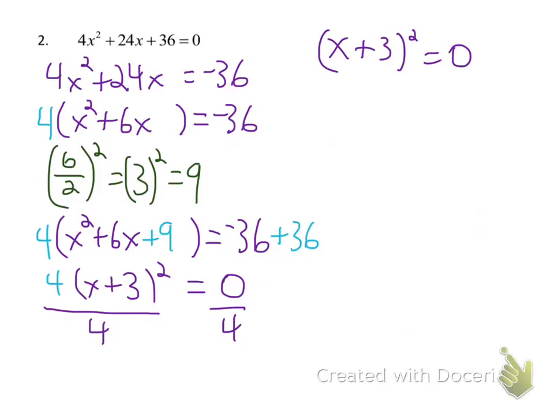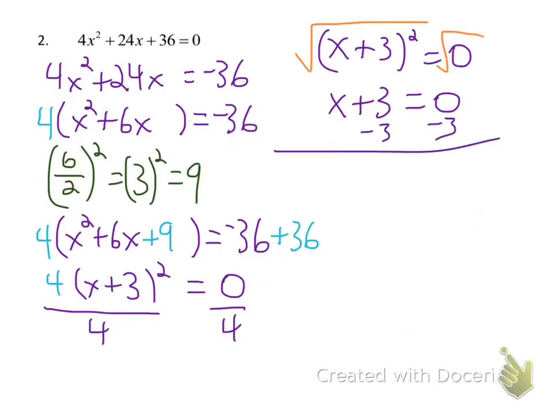Time to do the opposite of squaring, which is taking the square root of both sides. The square root of 0 is 0. There is no such thing as negative 0, so there is no plus or minus 0, which means this parabola is only going to cross the x-axis at negative 3, 0. It's going to basically touch the x-axis at negative 3, 0, which will also be the vertex. And our solution is x equals negative 3 or negative 3, 0.